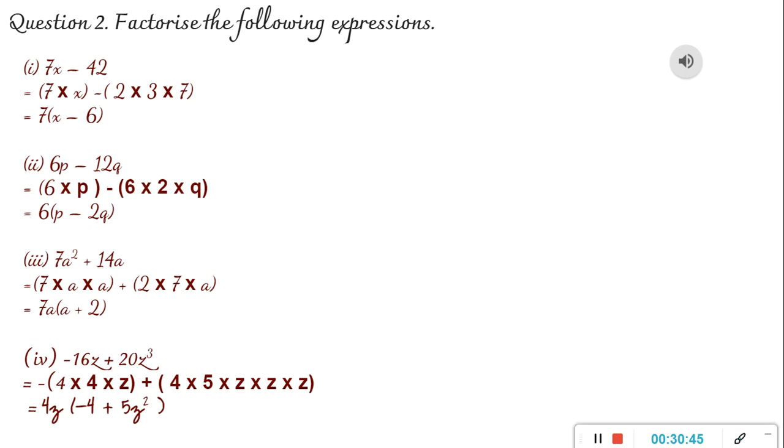Fourth one, minus 16z plus 20z cube. Minus 16 can be written as minus 4 into 4 into z. Otherwise, 2 into 2 into 2 into 2.